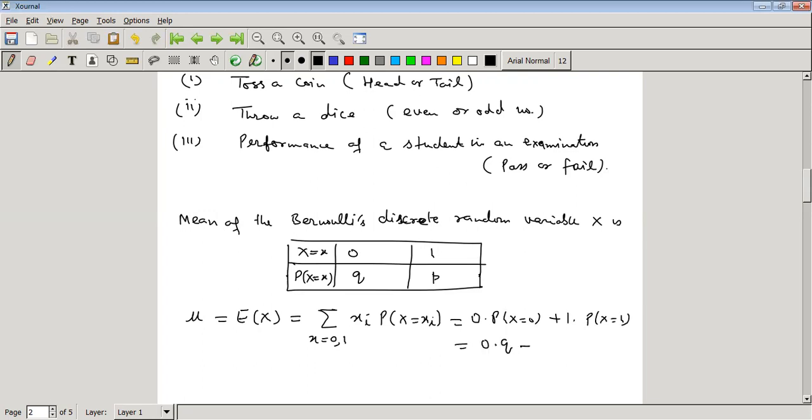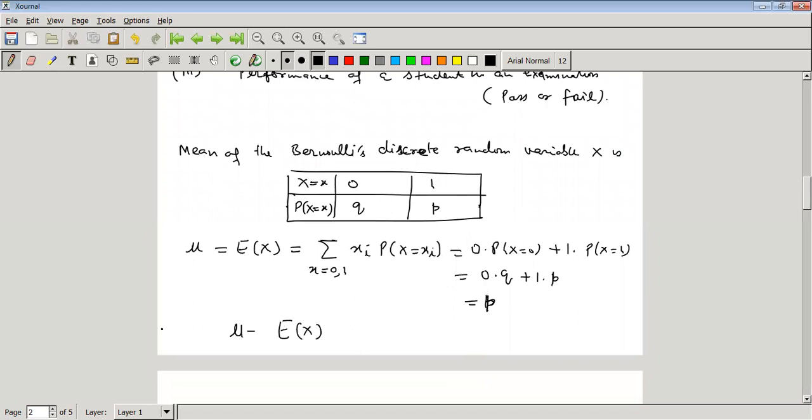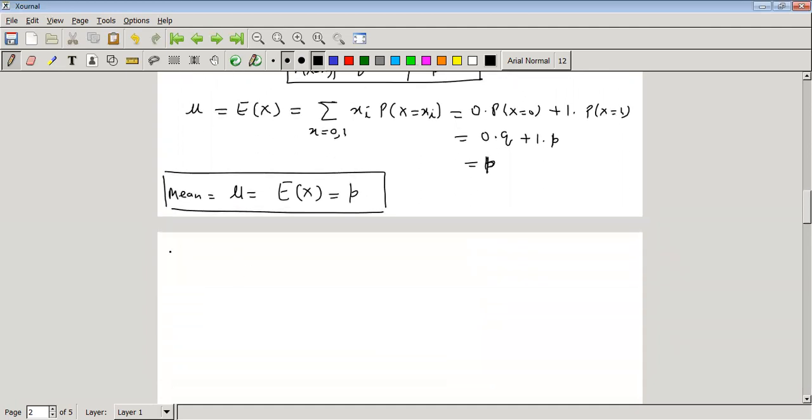0 into q plus 1 into p, that is equal to p. So the mean of Bernoulli's distribution is equal to p, right? So the expectation of x, that is mu, or we can say the mean, is equal to p. So in case of Bernoulli's distribution, the mean is equal to p.